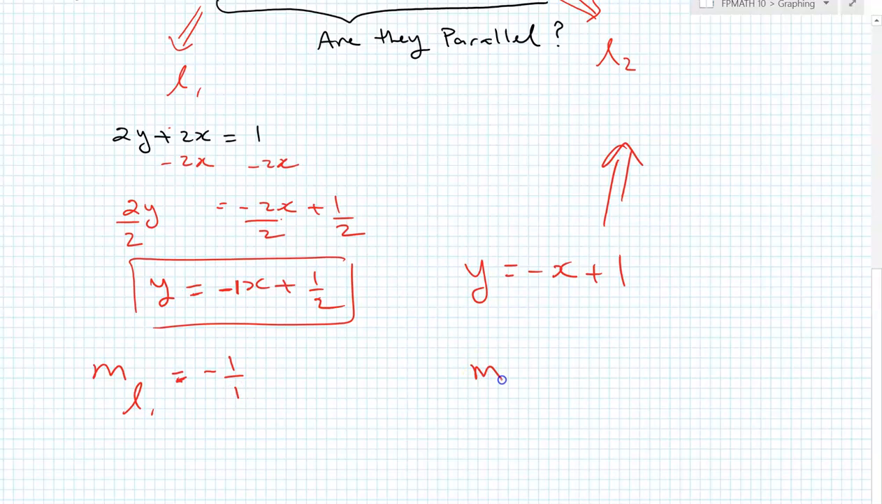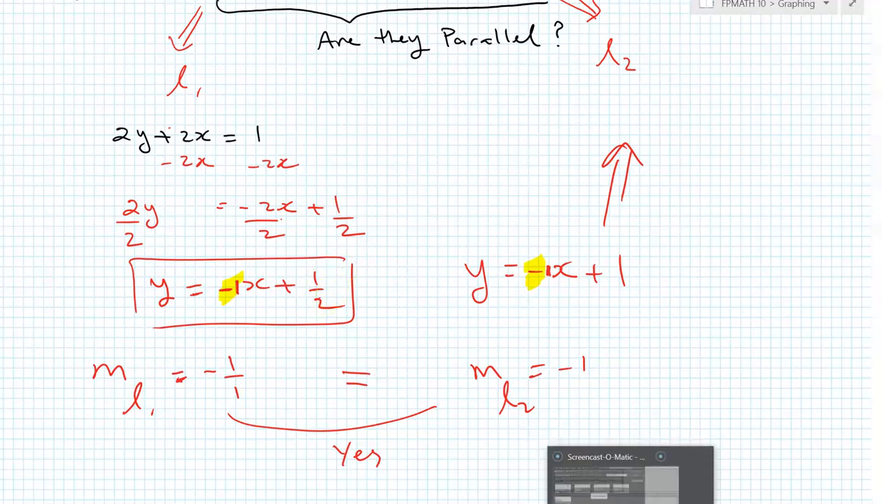What is the slope of line 2? Same thing again. So here we have -1, or negative 1 in front like that, and that would be negative 1. So are they parallel? Yes, because they are equal to each other. That is it. We don't really care about the y-intercept. The y-intercept could be different. Very good. That's basically it for that.